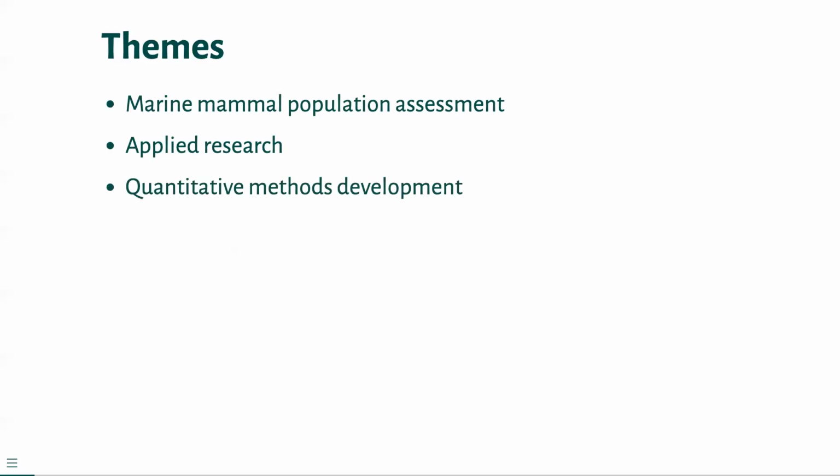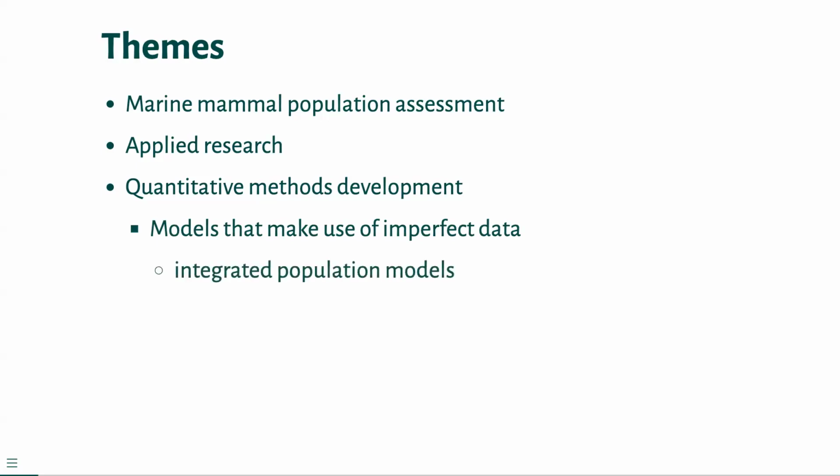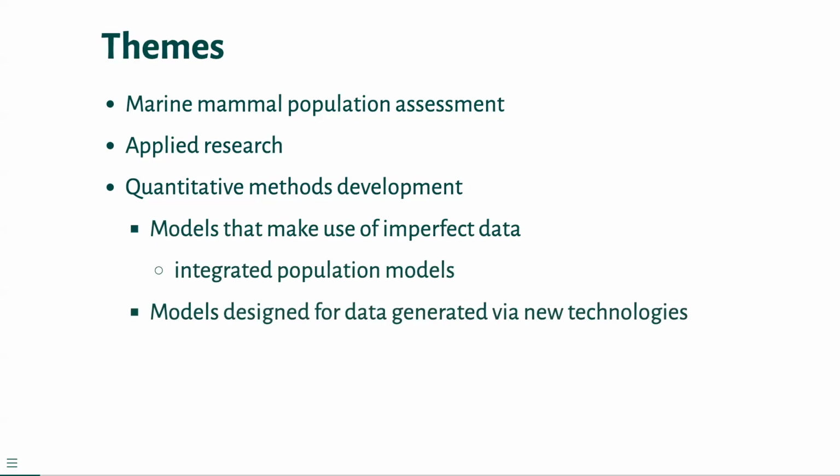I specialize in quantitative methods development for the purpose of marine mammal population assessment. I particularly am interested in models that make use of imperfect data. I mean, all data is imperfect in some way, but I think about how we can best use existing data sets and combine them effectively. One way that I do this is through integrated population models. I'm also interested in developing models for new data. As we develop fancy new machines that generate new types of data, how are we going to deal with those statistically? One example of this is close-kin marker capture.